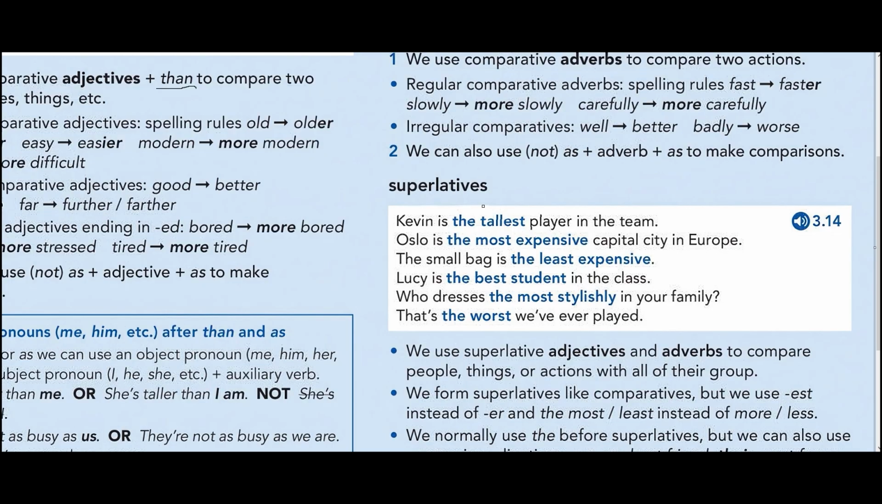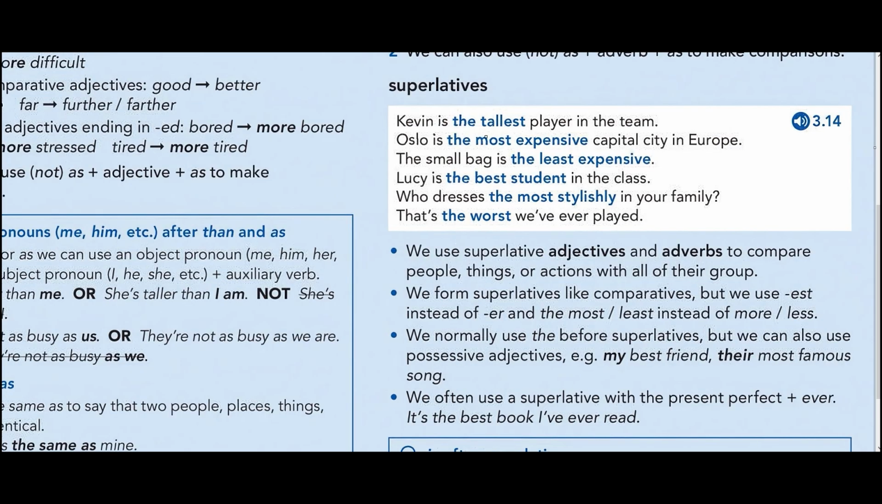Так, и все здесь завершается превосходной степенью. Это наверняка тоже известно. Это артикль the, там либо окончание, либо most, обозначает самый. То есть Кевин – самый высокий игрок в команде. Осло – это самая дорогая, получается, столица в Европе. Маленькая сумка, она наименее дорогая, то есть самая дешевая, наименее дорогая. Люси – это самая лучшая студентка во всей группе. Кто одевается наиболее стильно в вашей семье? И это самое худшее, когда мы когда-либо играли.